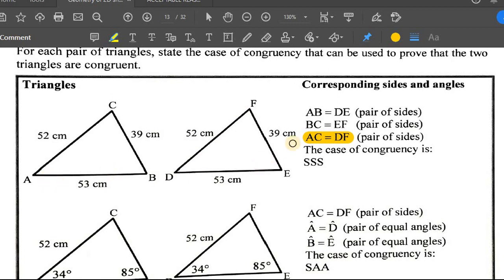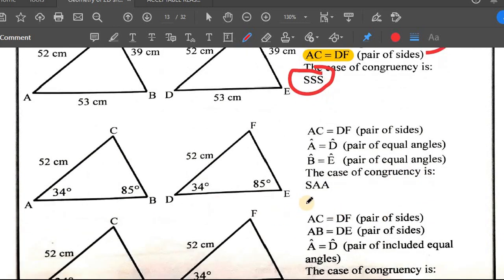Then we've got, okay, let's just read how they did it. AB is equal to DE. AB, DE. Can you see the 53, 53? Yes. So here's our one side. BC and EF. BC, EF. So we got a side, we got a side, and you got another side. That is how we got a side, side, side. Let's look at the next one.